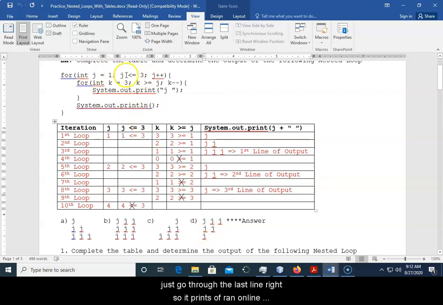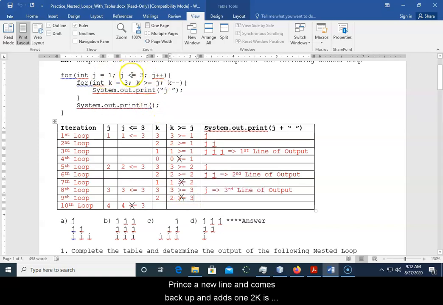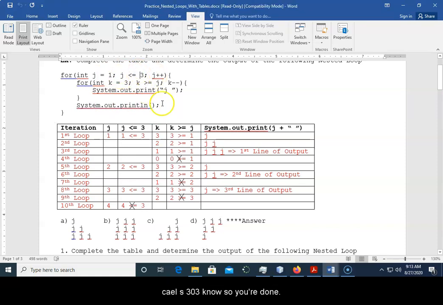j becomes 3. Is 3 less than or equal to 3? Yep. k is 3. Is 3 less than or equal to 3? Yep. So it prints j. Subtracts 1, k becomes 2. Is 2 greater than or equal to 3? No. So it's done. Prints a new line and comes back up and adds 1 to j. Is j less than or equal to 3? Nope. So you're done.